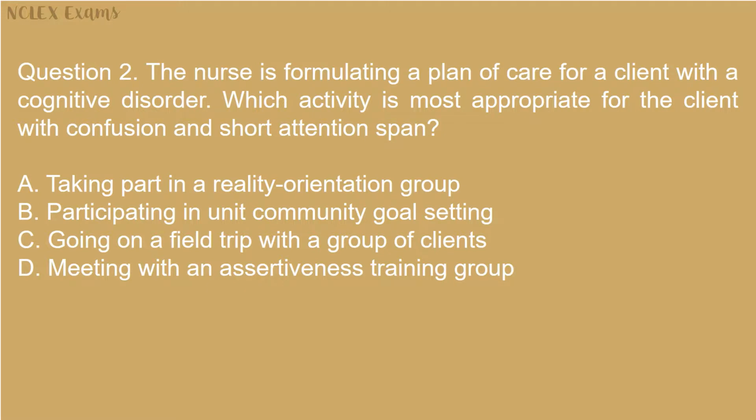Question 2. The nurse is formulating a plan of care for a client with a cognitive disorder. Which activity is most appropriate for the client with confusion and short attention span? A. Taking part in a reality orientation group. B. Participating in unit community goal setting. C. Going on a field trip with a group of clients. D. Meeting with an assertiveness training group.